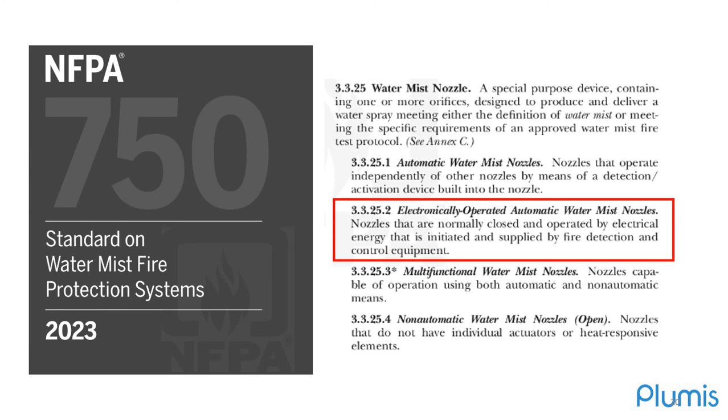However, in the US, in NFPA 750, which has a mandatory renewal and update every 3 years, their 2023 edition has recently been published, and in that document, the use of electronically operated automatic watermist nozzles, which is exactly what Ultimist is, has already been published. So in the US, the use of electronically controlled nozzles is already considered a current good practice.